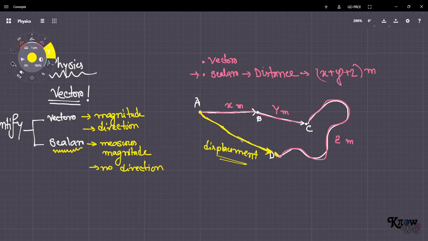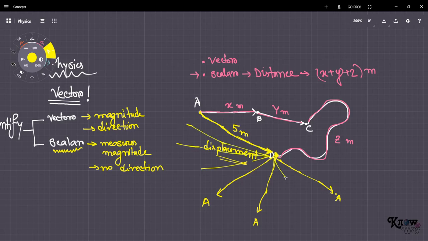Let's say this is 5 meters, so we are 5 meters from A. Now you can also think that 5 meters in this direction we can find A, also 5 meters from this direction we can find A, 5 meters from this direction we can also find A, and so on, in an infinite number of directions we can find A. So that's not a way to denote A or to denote the displacement.